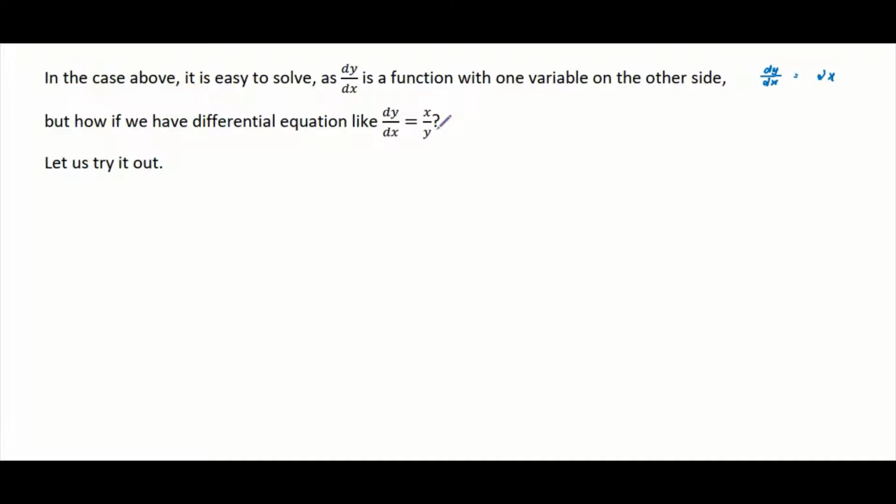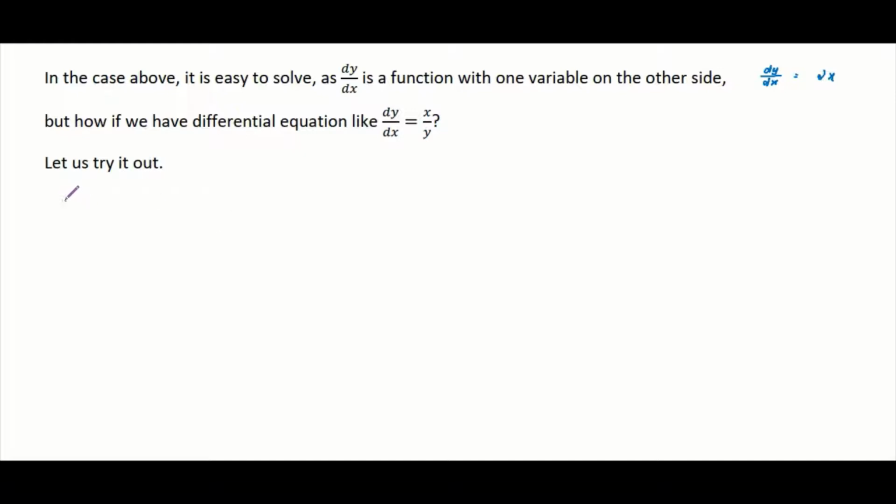For example, in differentiation, the last part we learned about implicit differentiation, where you have an equation that you can't clearly split between x and y into your left hand side and right hand side. So that's why we need to see how to integrate for this type of differential equation. Let's try to use what we have learned previously in this example.